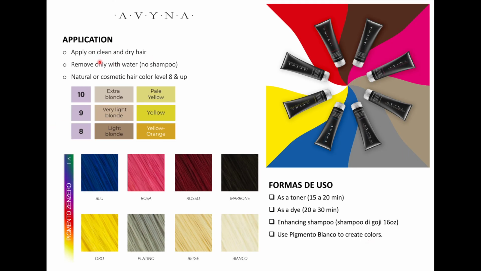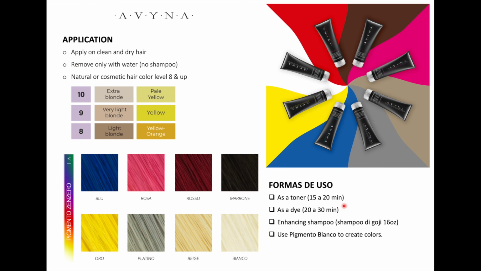How to apply it? It's really important to apply it on clean hair and dry hair. Dry hair for it to absorb the pigment, and you can have a long lasting color. As you apply it on clean hair, you do not have to use shampoo. You can remove it only with water. And it's really important to apply these colors on light tones, like blonde levels from 8 to 10.